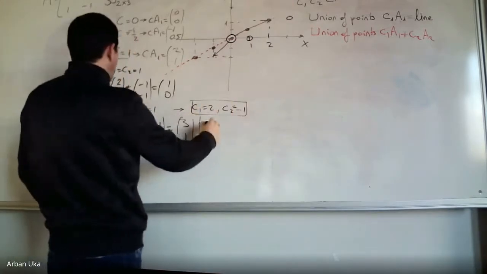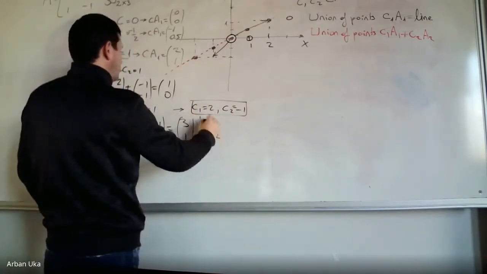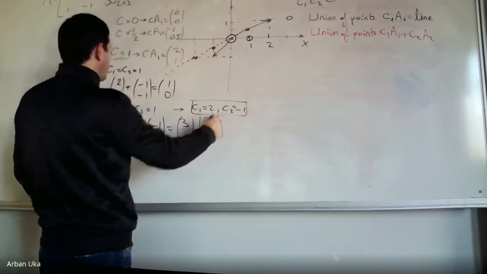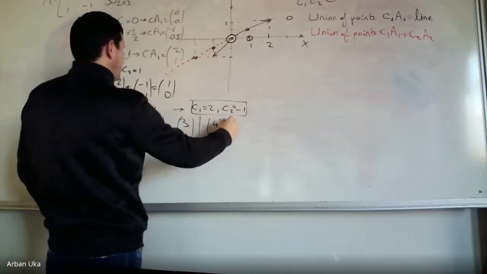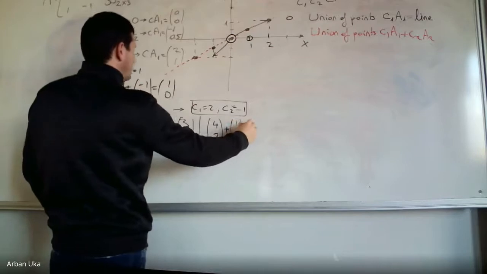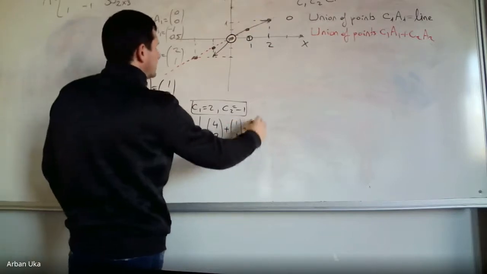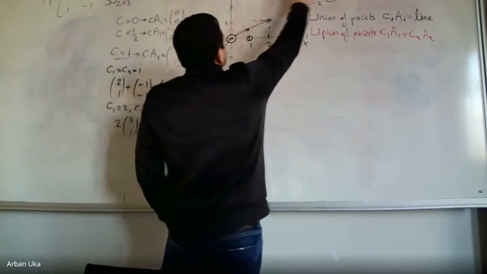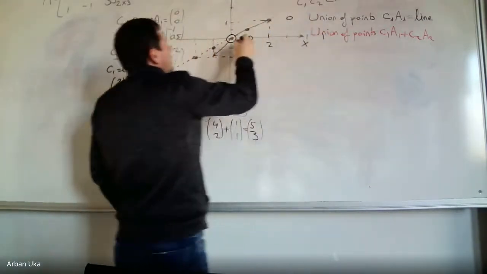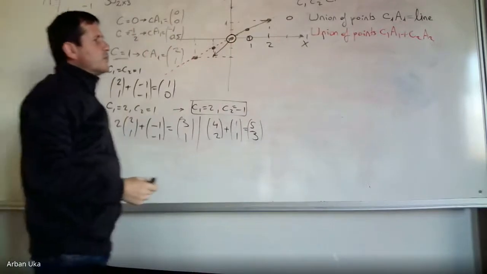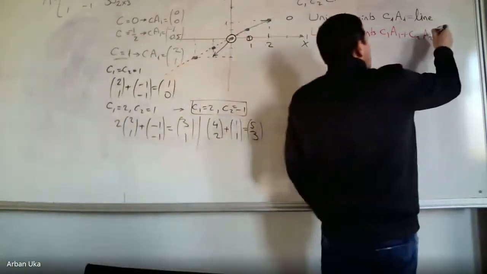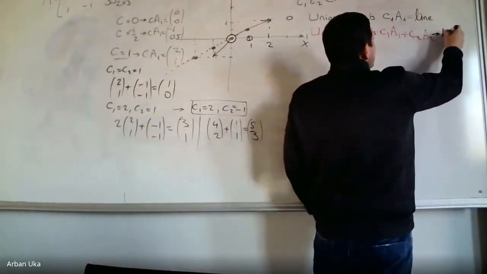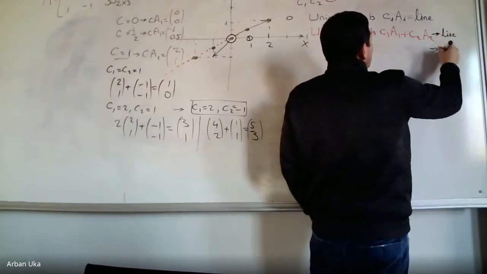So here we have 4, 2. This is minus 1. Plus 1, 1, this is going to be 5, 3. 1, 2, 3, 4, 5, 3. We get also another point around here. So what options can you suggest, Vivian? Could this be a line or a plane?